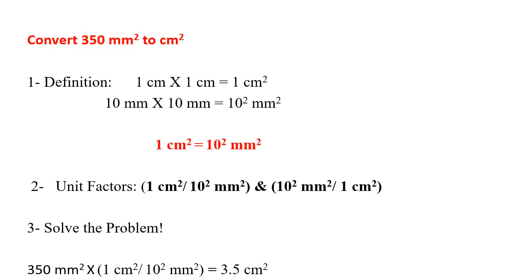So 350 millimeters squared from the question multiplied by the right unit factor. That will allow us to cancel the millimeter squared and keep the centimeter squared. And it is the first unit factor. So 350 over 100 gives you 3.5 centimeters squared.